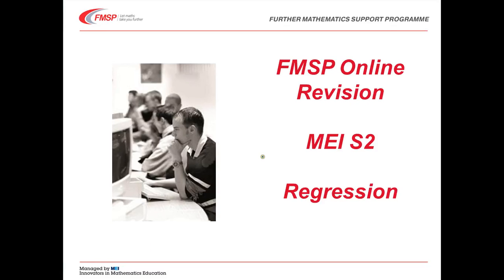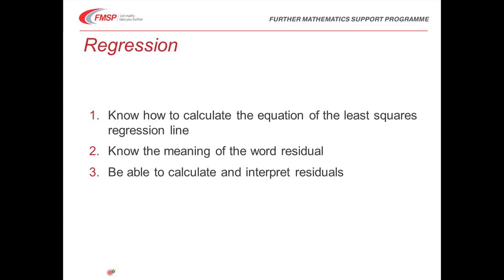Welcome to the Further Math Support Programme online revision session for MEI S2. In this session we're going to be looking at regression. Regression is the ability to find the equation of a line of best fit for the data you're given, and you can only really find regression lines when you're convinced that your data is linearly correlated or fits a line effectively. You can always do the calculations, but it only makes sense to do so if your data fits a good straight line.